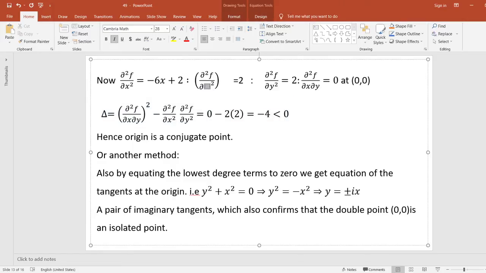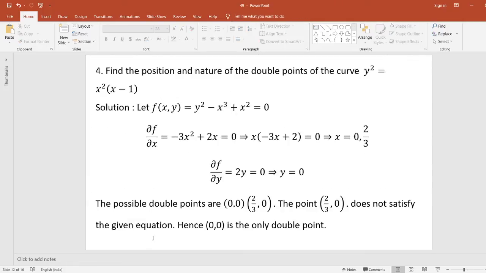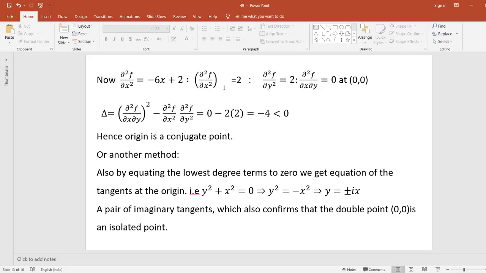Here also this is x, but at the point (0, 0), the value of ∂²f/∂x² is equal to 2, and ∂²f/∂y² is also 2, and ∂²f/∂x∂y is equal to 0 at this point, right? By substituting these values, we have 0 − 2 × 2 = −4, which is less than 0, therefore it's a conjugate point or an isolated point.